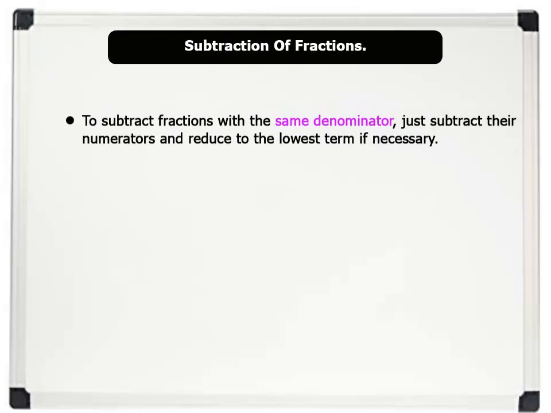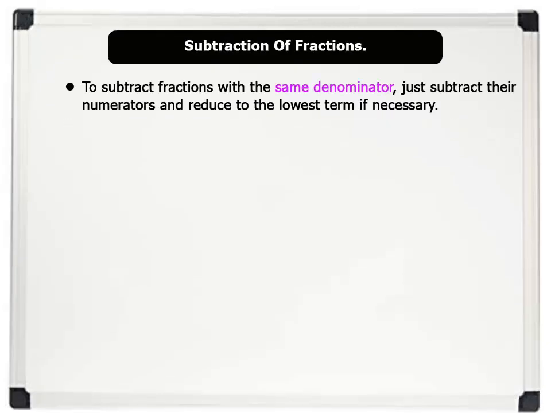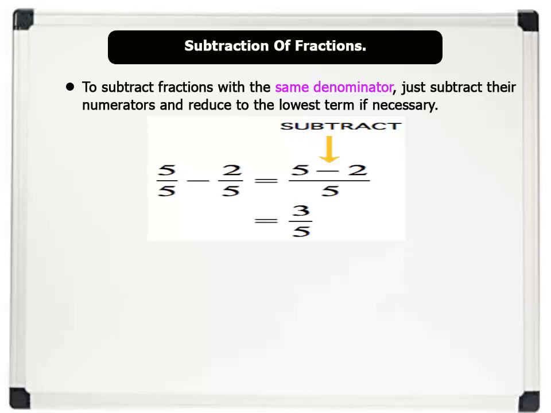Also, to subtract fractions with the same denominator, just subtract their numerators and reduce to the lowest term if necessary. For example, to subtract 5/5 minus 2/5, just subtract the numerators while the denominator remains the same. 5 minus 2/5 equals 3/5.